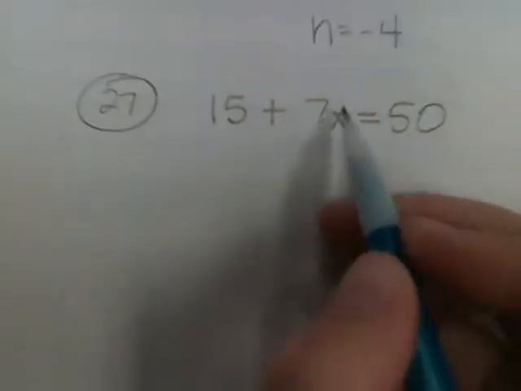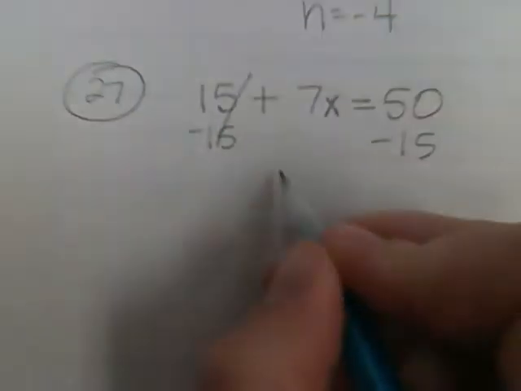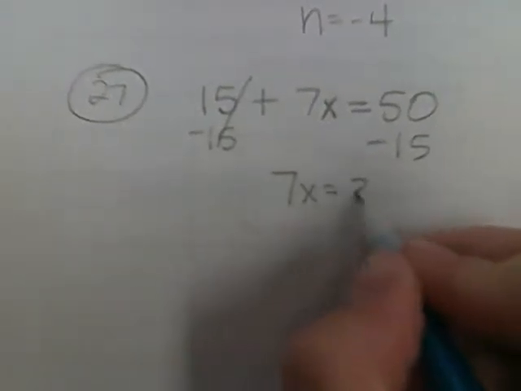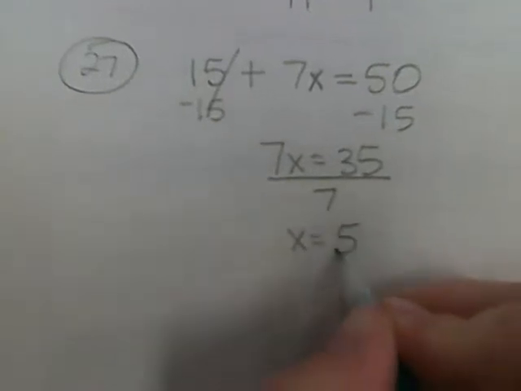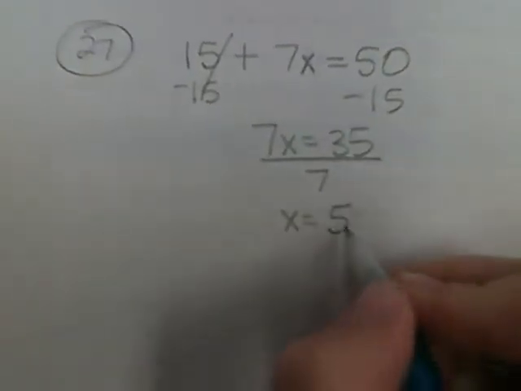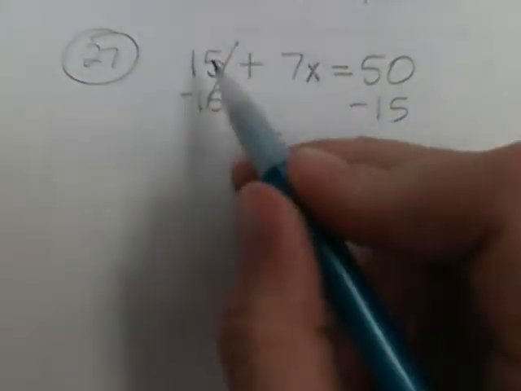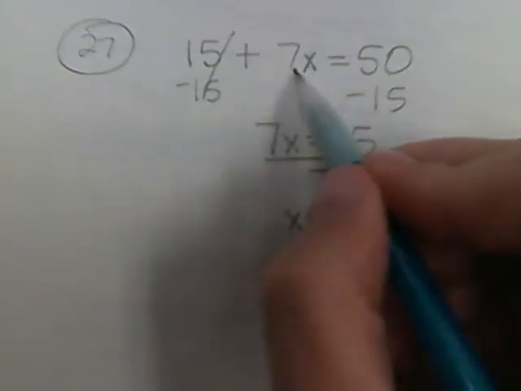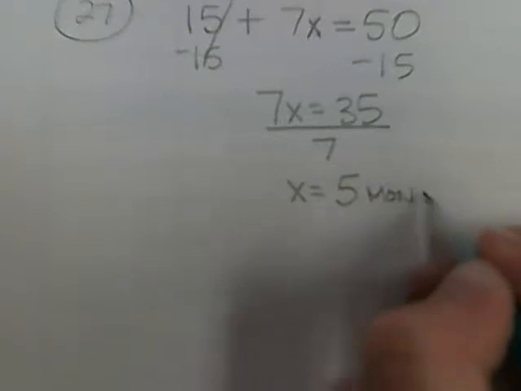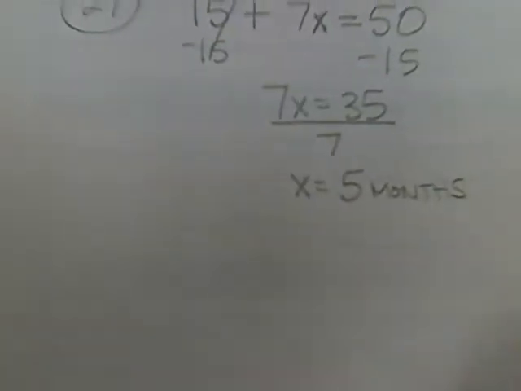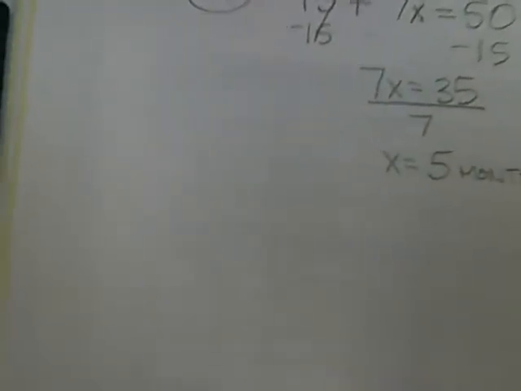Now let's solve. Keep the variables on the left. Subtract the constant. Divide by the coefficient. X equals 5. But this is a story problem, so 5 what? Let's go back up here. What did X represent? We had 15 people. We were gaining 7 people each month. So this is 5 months. Okay? All right, let's turn the page.